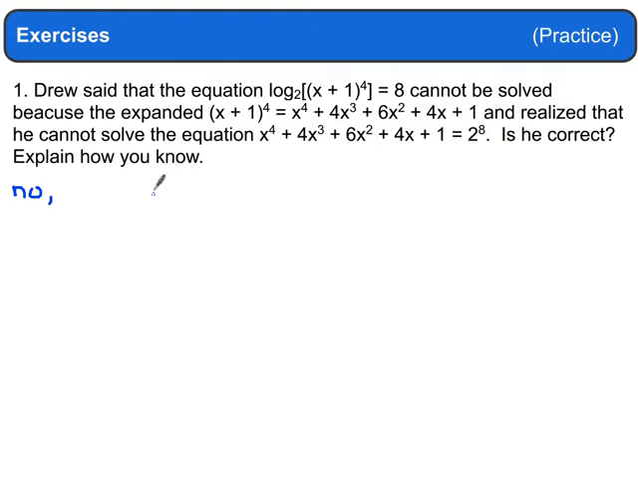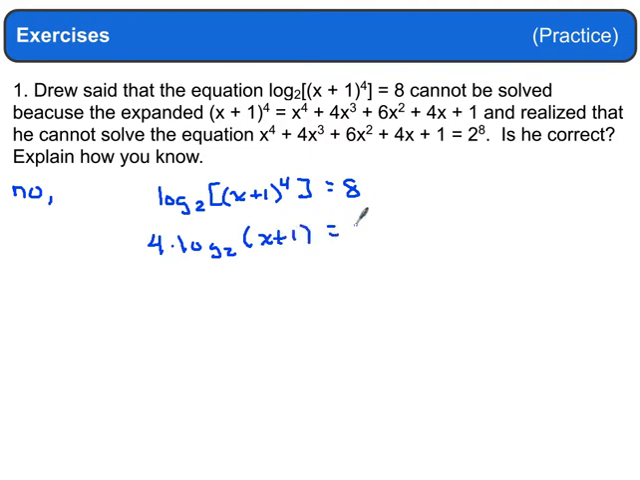He doesn't understand how to take advantage of logarithms. So if we write log base 2 of (x plus 1) to the 4th power equals 8, if we use our log properties, we can actually solve this equation. The first thing we'll do is take this 4 in the exponent position and move it to the front. So now we have 4 times log base 2 of x plus 1 equals 8. We could undo multiplication by dividing, so we'll divide both sides by 4. So now we get log base 2 of x plus 1 equals, and 8 divided by 4 is 2.